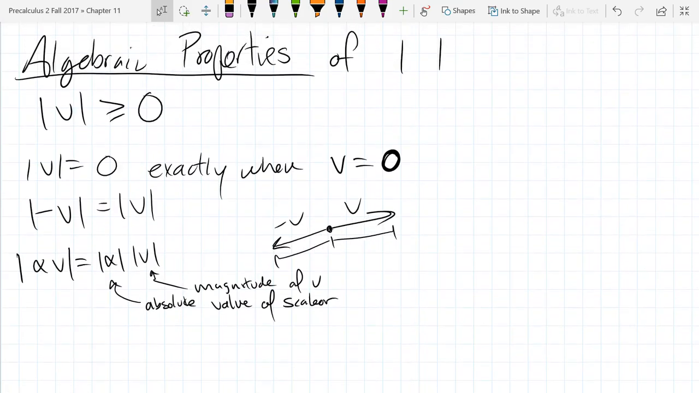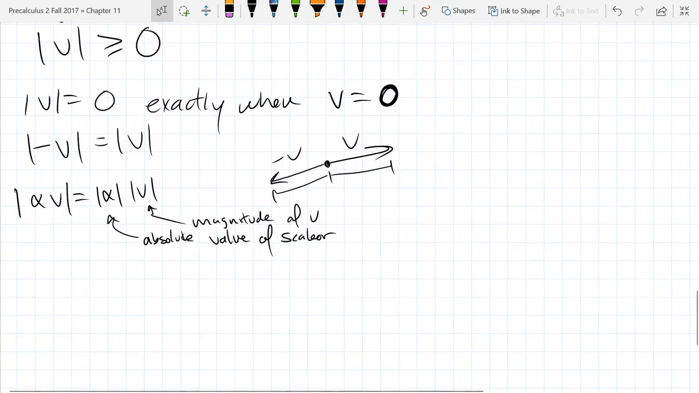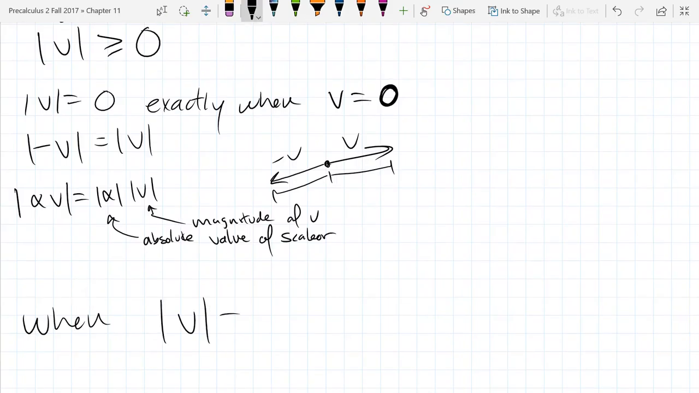All right, so those are pretty much the only algebraic properties we really need for magnitude. There is a triangle inequality, but that's a lot fancier than we need to get, so we'll leave that one off. So we looked at when magnitude is 0, we got the 0 vector. Let's look at when magnitude is 1.